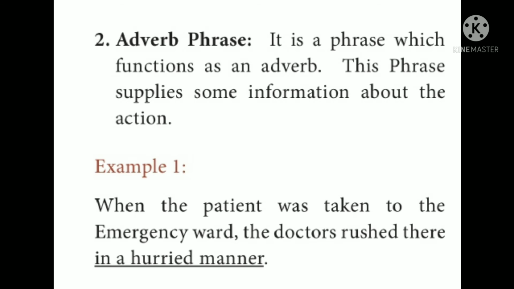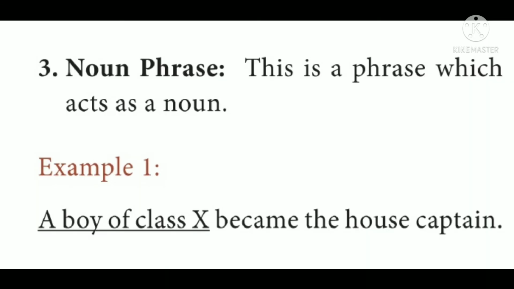So see the words underlined, "hurried manner." So it gives some information about how the doctors went inside the emergency ward. The third type of phrase is the noun phrase. This is a phrase which acts as a noun. Noun means the name of a person, an animal, a place, or an object.